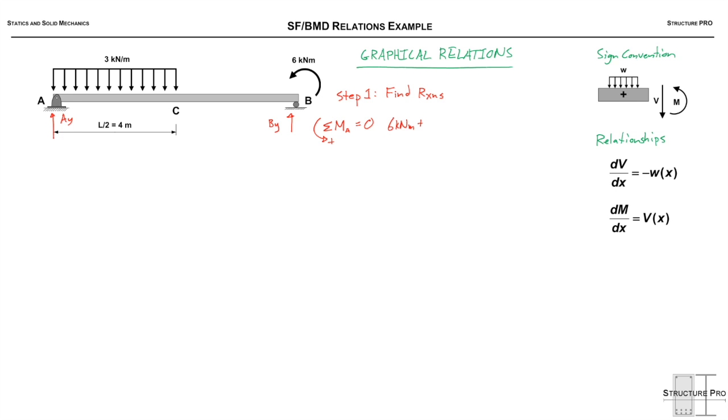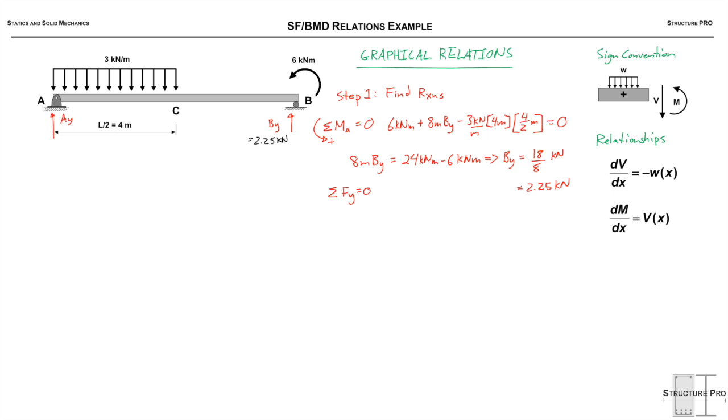I'm just going to skip ahead a little bit here, because we know what we're doing here, folks. So after all the heavy lifting is done, we're going to end up with BY of 2.25 kilonewtons. Let's write that in there. Then summing all the vertical forces equal to 0, we come up with AY is 9.75. If you want to check, you can sum all the moments about B, and it's going to come out to 0. All right, nice work.